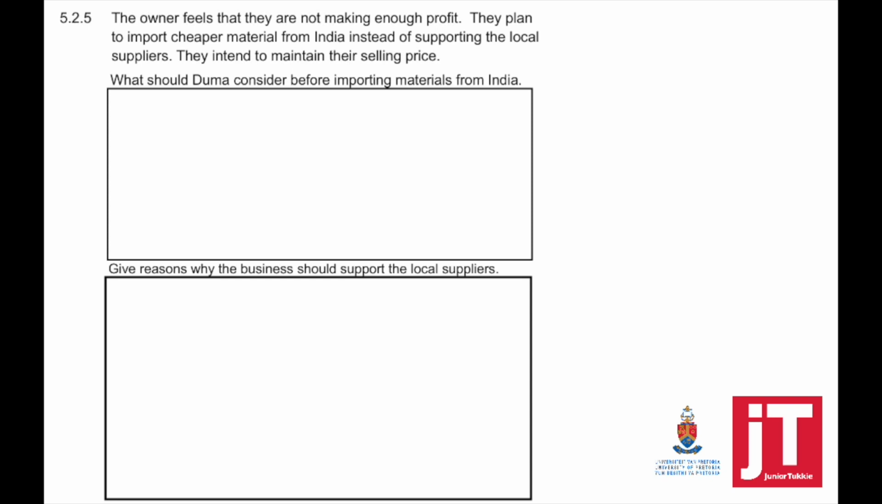Question 5.2.5. The owner feels that they are not making enough profit. They plan to import cheaper material from India instead of supporting the local suppliers. They intend to maintain their selling price. So, what should Duma consider before importing materials from India? And give reasons why the business should support the local suppliers.